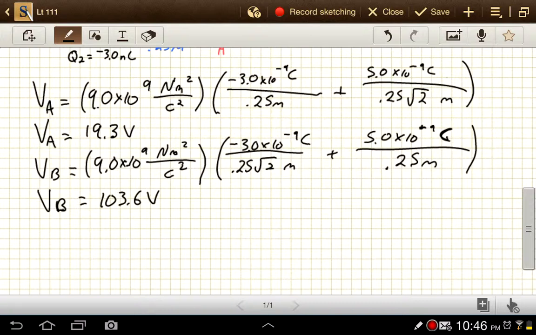Now the change, we're going from 19.3 to 103.6. So to make that change, we're changing by 84.4 roughly. It rounds to 84.3 with what I have written here, but the unrounded value is about 84.4 volts for our potential difference, or our voltage, if you prefer.